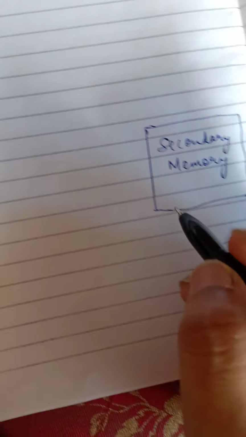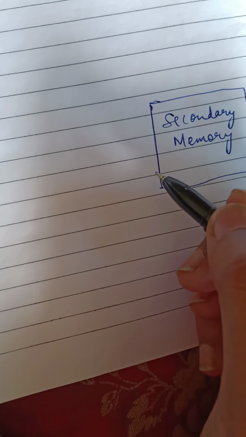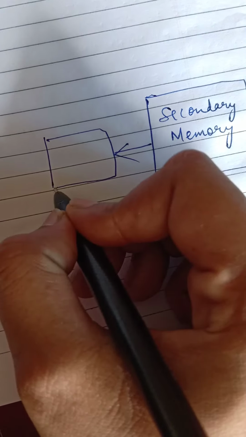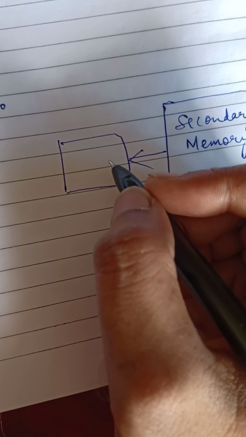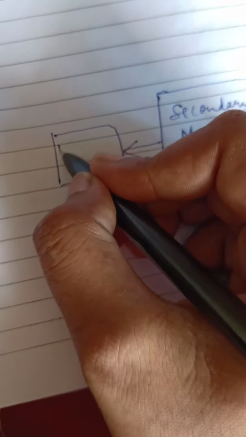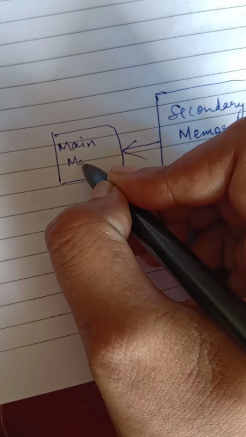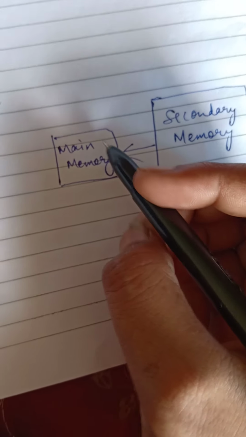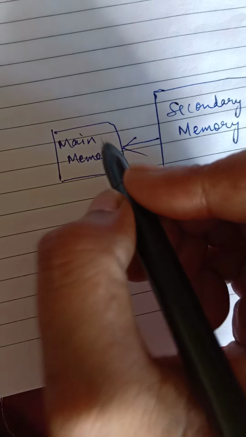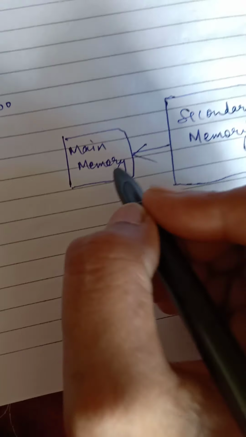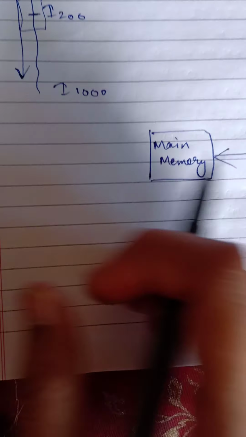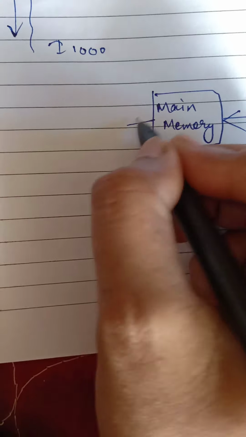Which is basically the hard disks or the SSDs on your computers or laptops. Then we have something called main memory, which is the main processing area of any data. People also call this RAM, which is the random access memory. Its size is very small compared to the secondary memory, and thus the access time for this memory is also very small.